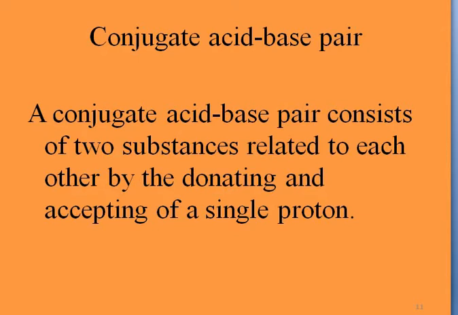And then we have the conjugate acid-base pair. A conjugate acid-base pair consists of two substances related to each other by the donating and accepting of a single proton. So as I said earlier, acid becomes conjugate base and base becomes conjugate acid.